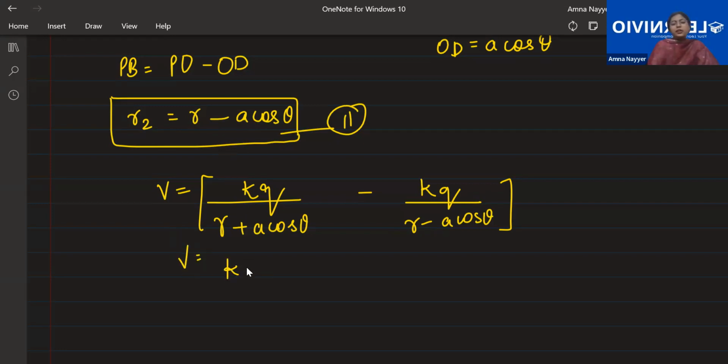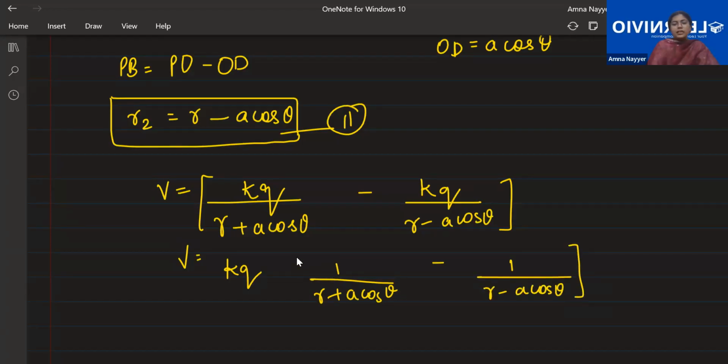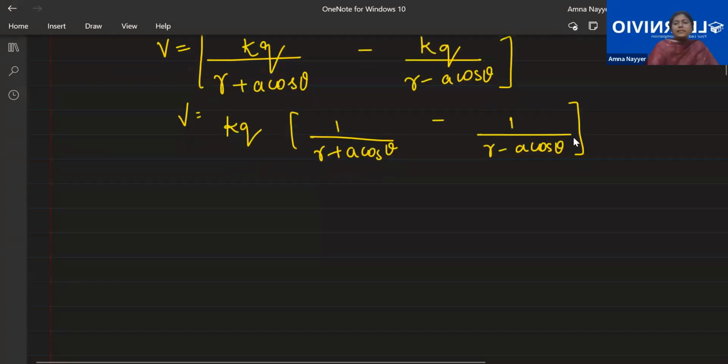So let's take KQ common here. We'll be left with 1 by R plus A cos theta minus 1 by R minus A cos theta. Now, when you have this, let's take the LCM.